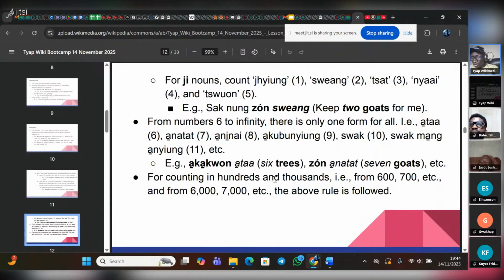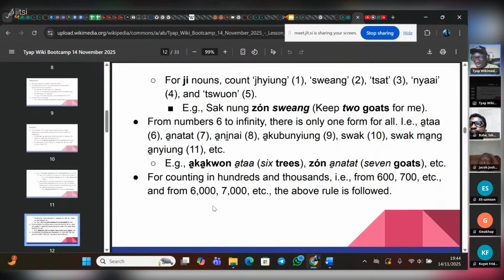Chi for 100, Chi Sweang for 200, Chi Tat for 300, Chi Nyai for 400, Chi Tsun for 500, but from 600 we say Chi Ata, 700 Chi Nata, 800 Chi Nanai, 900 Chi Okubunyu, 1000 Chi Kop, or Chikop Jung, but it's often said Chikop, and then 2000 Chikop Swam, 3000 Chikop Tat, 4000 Chikop Nyai, 5,000 Chikop Swan. But when you start counting from 6,000, it becomes Chikop Ta, 7,000 Chikop Nata, 8,000 Chikop Nine, and so on and so forth.